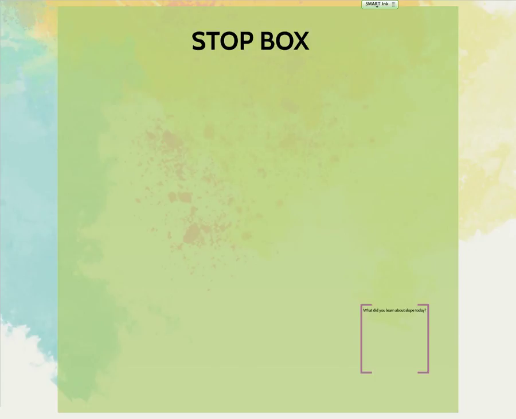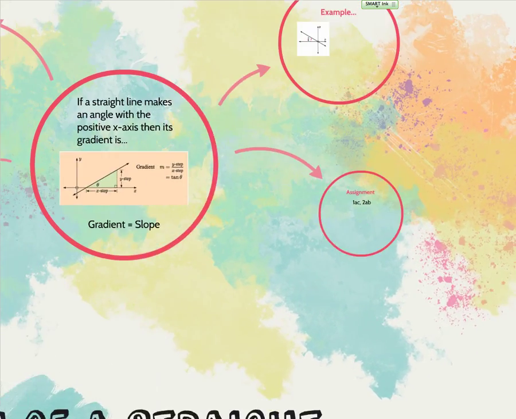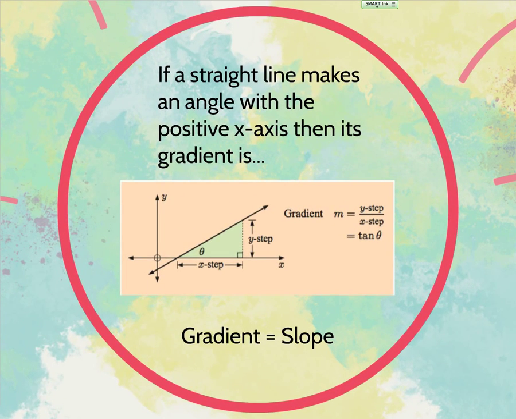Slope. So here's the deal. A straight line is going to make an angle with the positive x-axis. So if it does cross that x-axis, which it will eventually, right? No matter where we have that line, at some point that line is going to cross the x-axis. We can find the slope by actually finding the tangent.